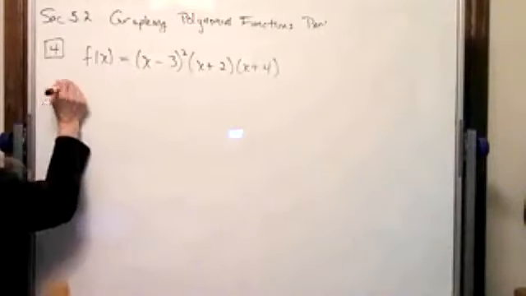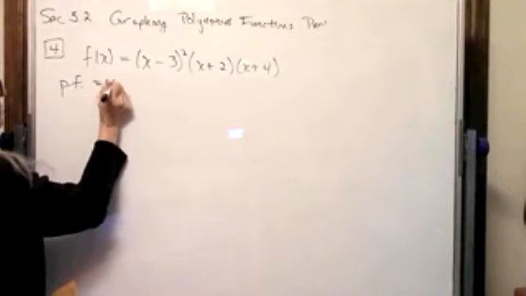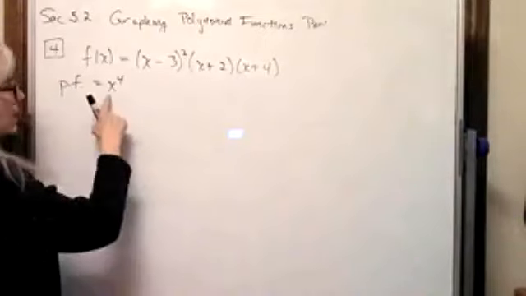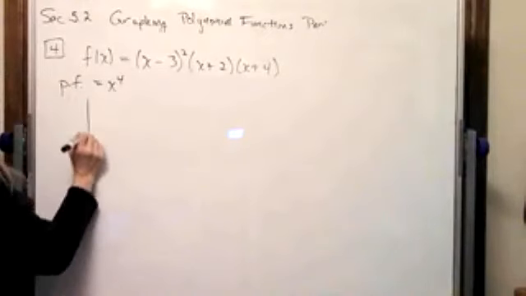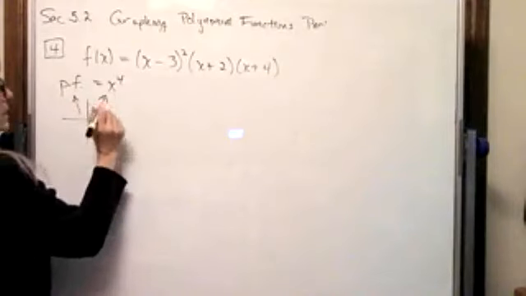Let's look at the power function first, PF for power function. If you were to multiply this all out and expand it, you would end up with an x squared times an x times an x. That gives me an x to the 4th. That tells me that the end behavior, because it is an even degree, is going to start above and end above.